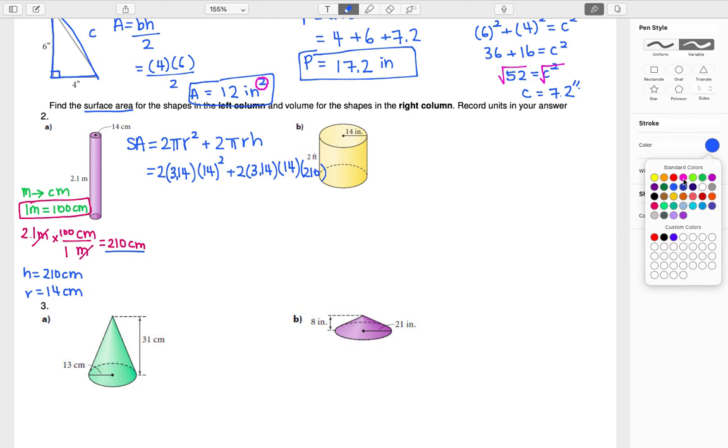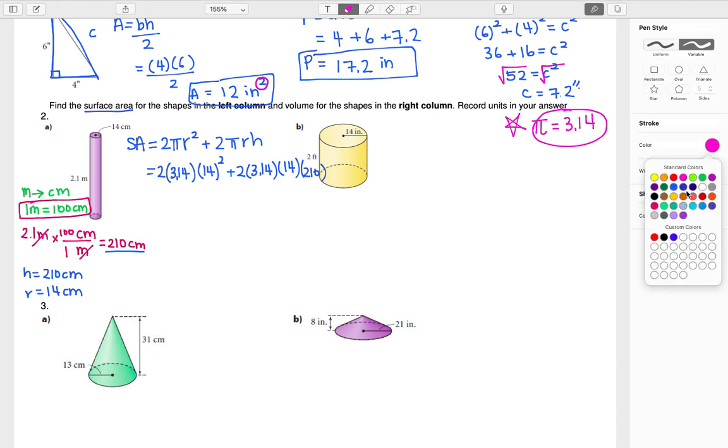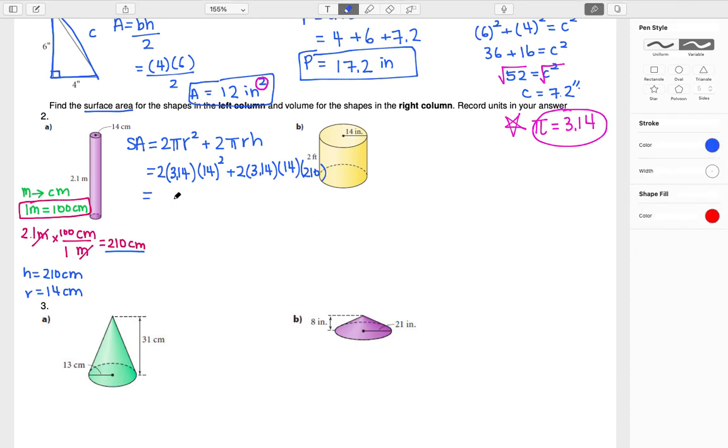And I do want to let you know that I'm going to put a star here. Pi is 3.14, so use this. Okay, so now let's start. So 2 times 3.14. So 14 times 14 will give me 196.